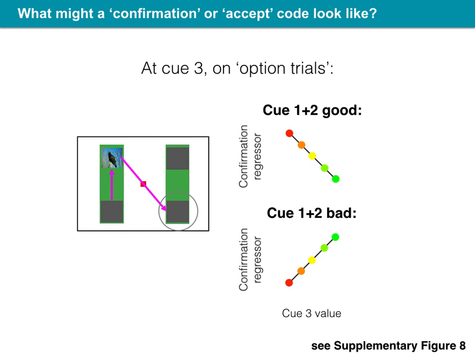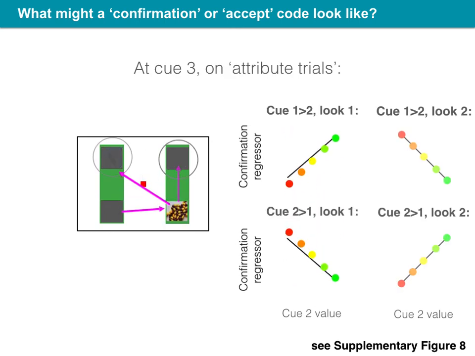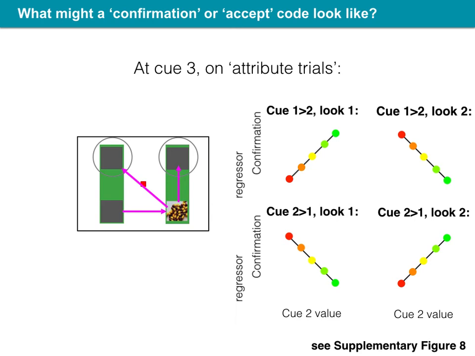And we can play the same game at the third cue. The same idea is true if we look at the third cue on option trials, but it's now defined based upon the integrated value of both Q1 and Q2. And then last of all, we can define it at Q3 on the attribute trials. And here, it actually depends upon a combination of Q1 value, Q2 value, and whereabouts the subject decided to look, so whether they decided to look at Q1 or Q2.